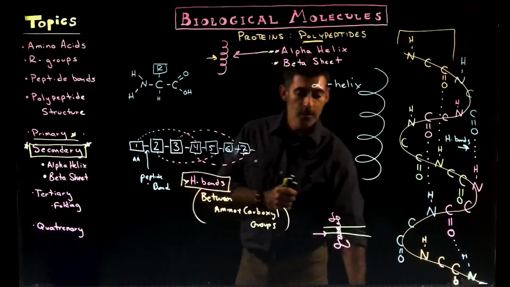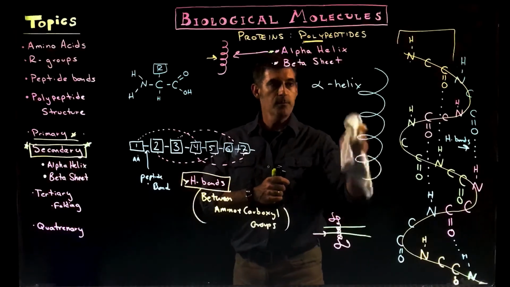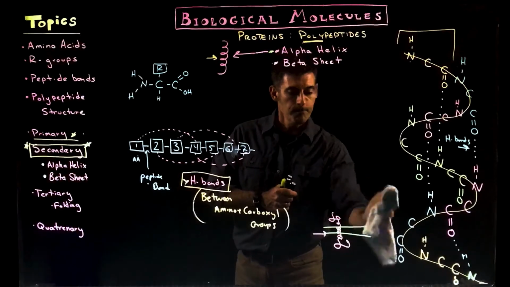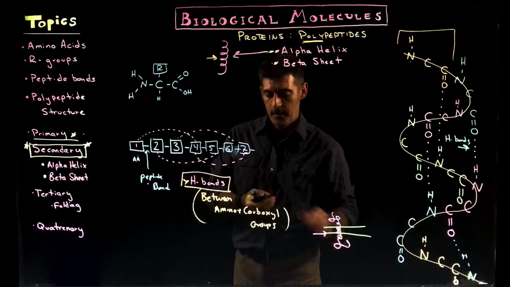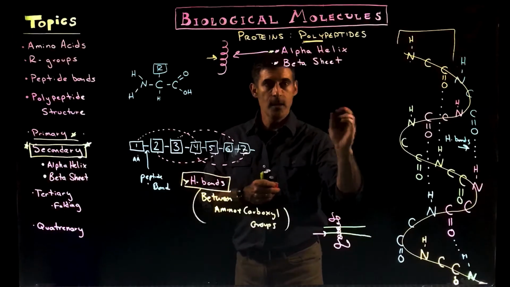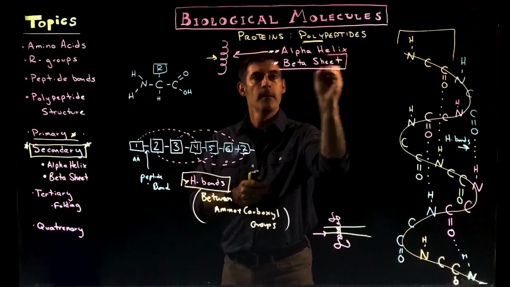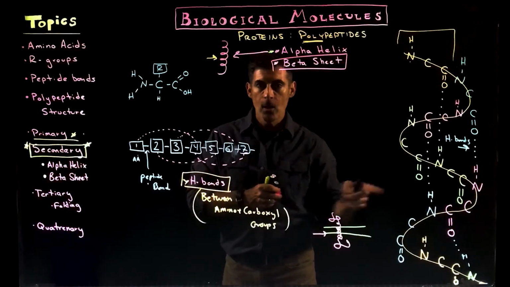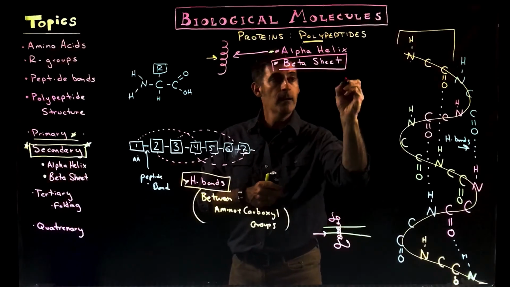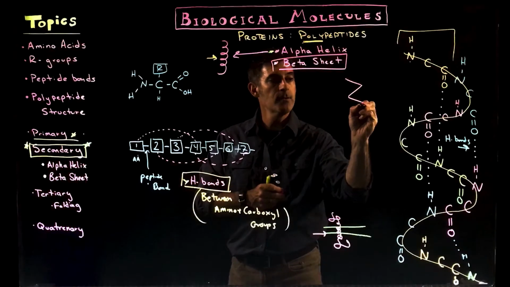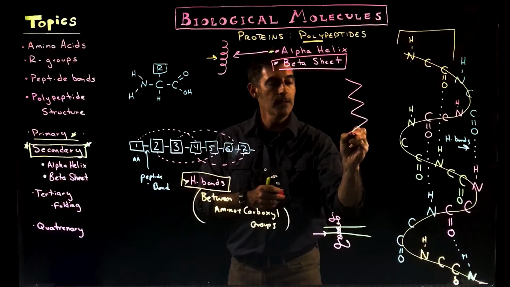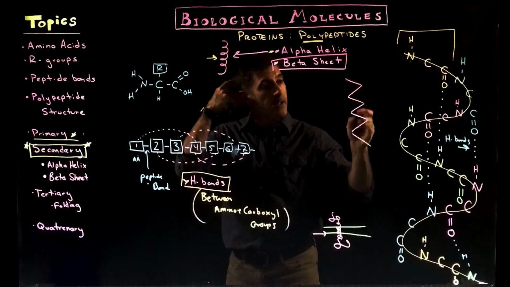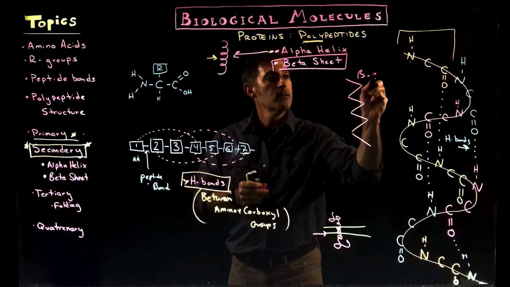Now, as far as the beta sheet structure goes, we're going to erase a little bit of this. What we're going to see for beta sheet, without drawing all the complexity of this, is that instead of the coil, we have a more flattened linear structure that sort of zigzags, like this, with each of the amino acids kind of going back and forth like that. This is called a beta strand.